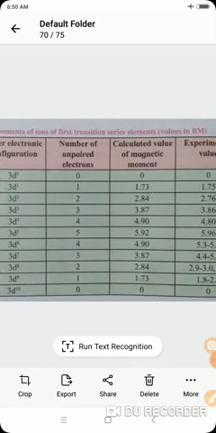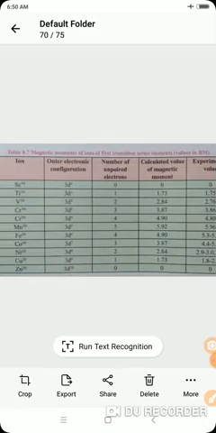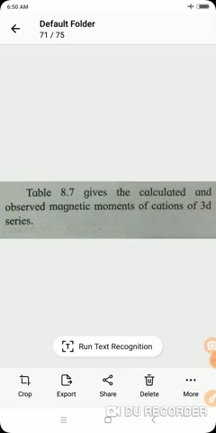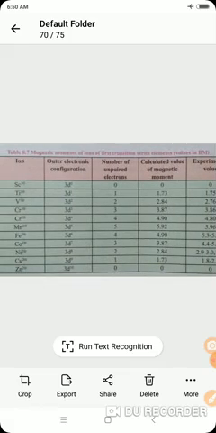Now next, this table 8.7 gives the calculated and observed magnetic moment of the cations of the 3d series. This is the information about the table, which gives the magnetic moments. There is a difference between the calculated and experimental value of the magnetic moments of the 3d series transition elements, that is the first series.